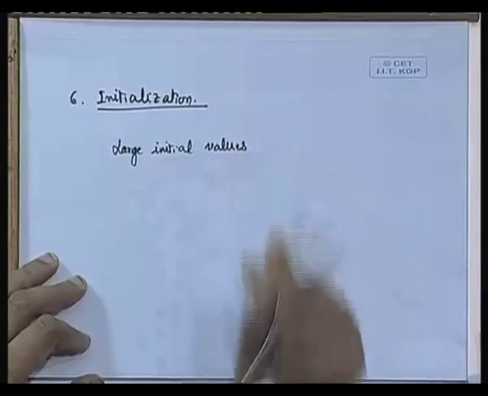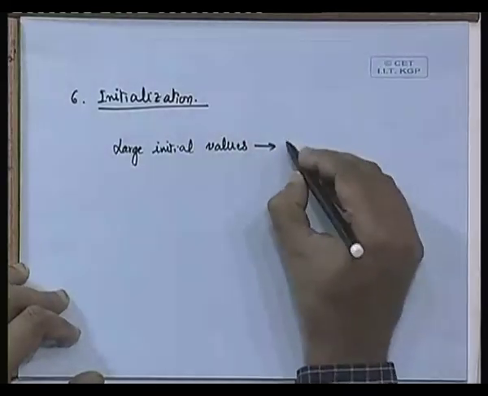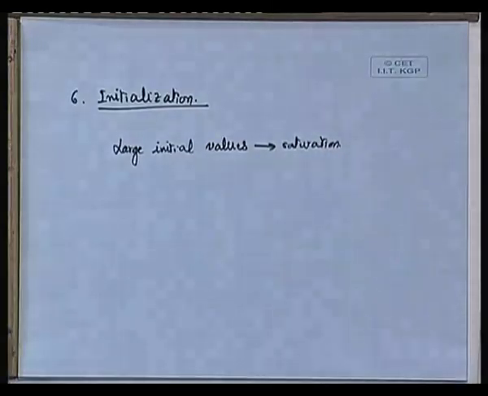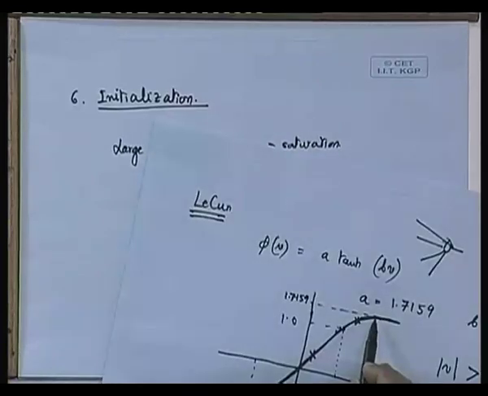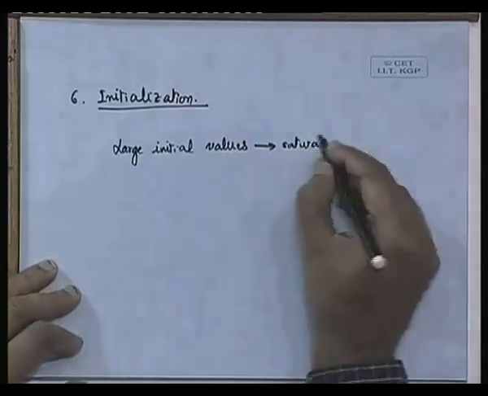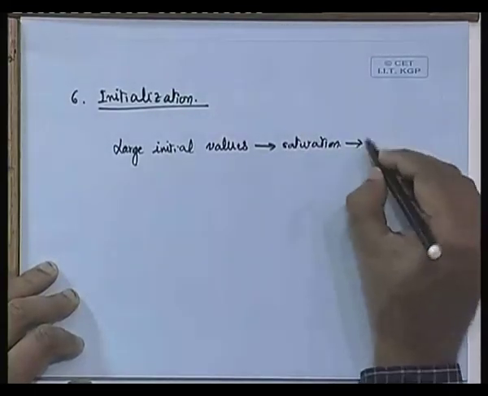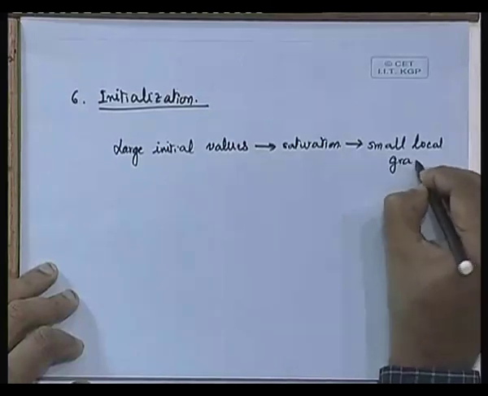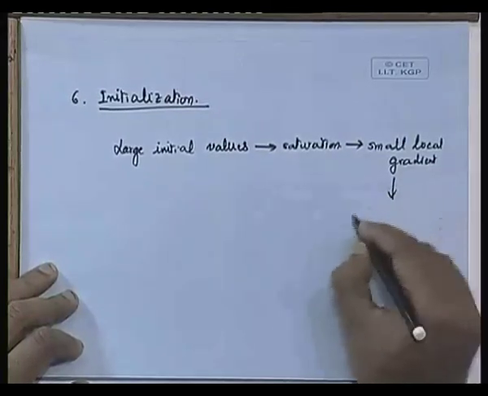Large initial values means obviously our operating point in this characteristic would be somewhere close to the saturation. Large initial values could lead to saturation, because the initial values could be very close to the saturation region, and in the saturation region you can see that the gradient of the activation function is 0. So if we choose large initial values, it leads to saturation, and saturation obviously leads to small local gradient, and small local gradient means that it leads to slow learning.